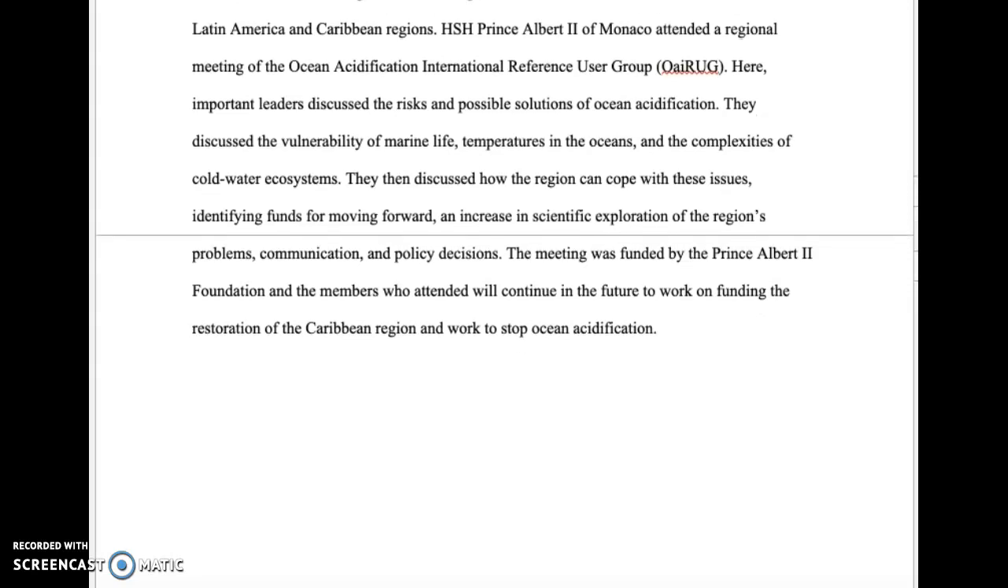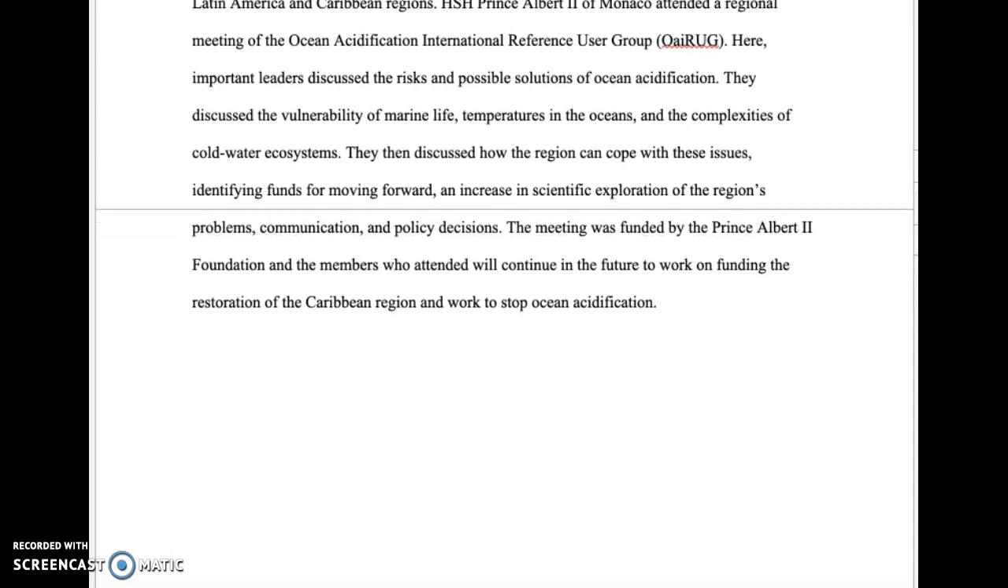The meeting was funded by the Prince Albert II Foundation, and the members who attended will continue in the future to work on funding the restoration of the Caribbean region and work to stop ocean acidification.